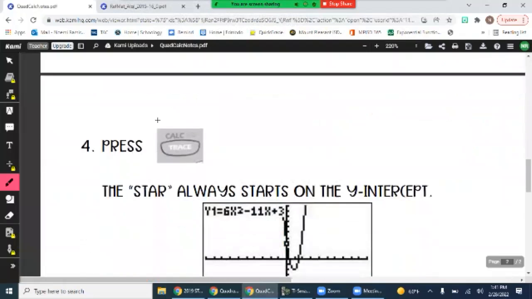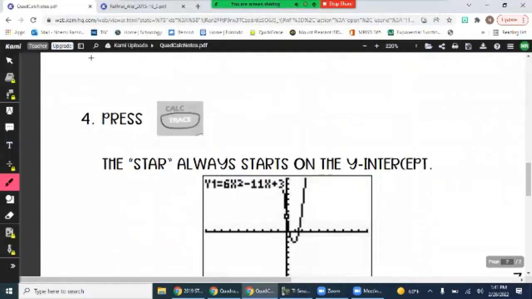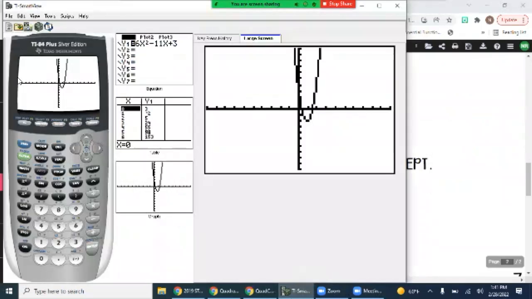Okay, so next step. Once you're able to check to see if you can see the vertex, step number 4, you're going to press what? Trace. Just simply press trace. Most of the time we press second trace, but just trace. And you're going to see this screen. Everybody see that? One thing that pops up is that equation that you put into the calculator.